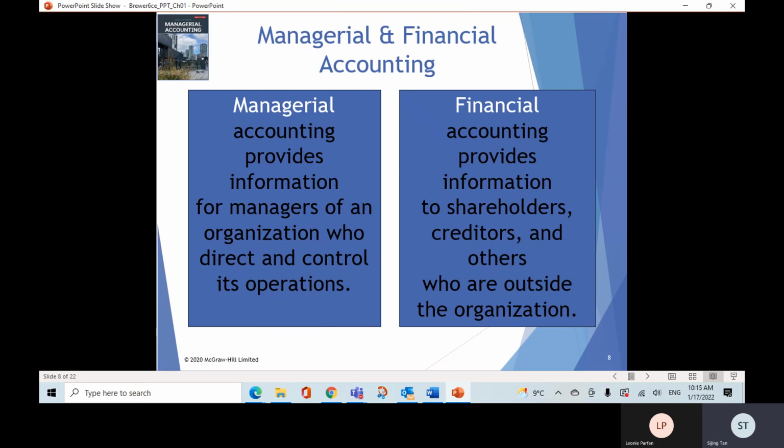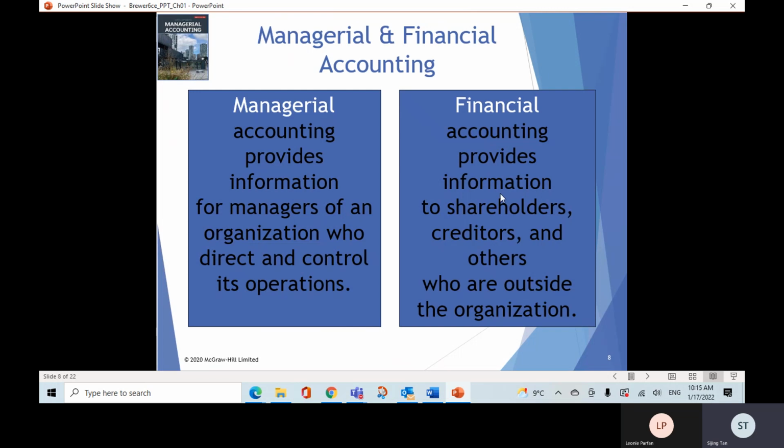uses. You have taken financial accounting. You will see that you prepare all those financial statements. It goes to the public. It goes to external parties. But managerial accounting is different. We serve internal parties.